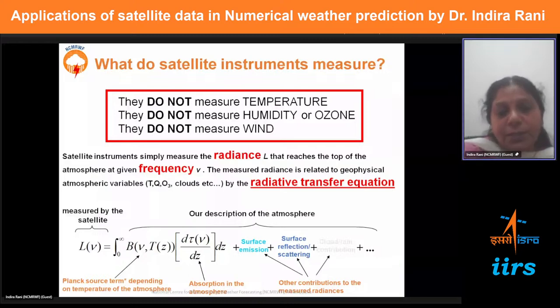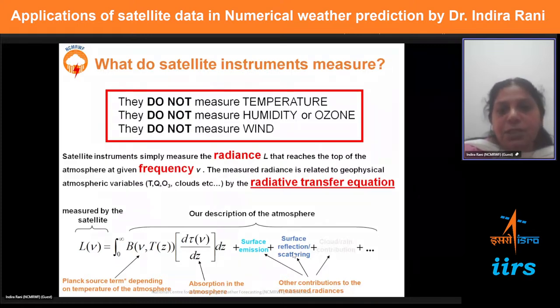So the description of the atmosphere may be different for different applications. So this is the description of the atmosphere. We have the temperature term, which is from the Planck source term, depending on the temperature of the atmosphere. And we have the absorption term, that is the absorption in the atmosphere. And we can include the surface emission term, surface reflection and scattering term. If you want, we can include the cloud, rain contribution. And if you want to include more constituents, trace gas, all those things you can also include. So this is our description of the atmosphere.